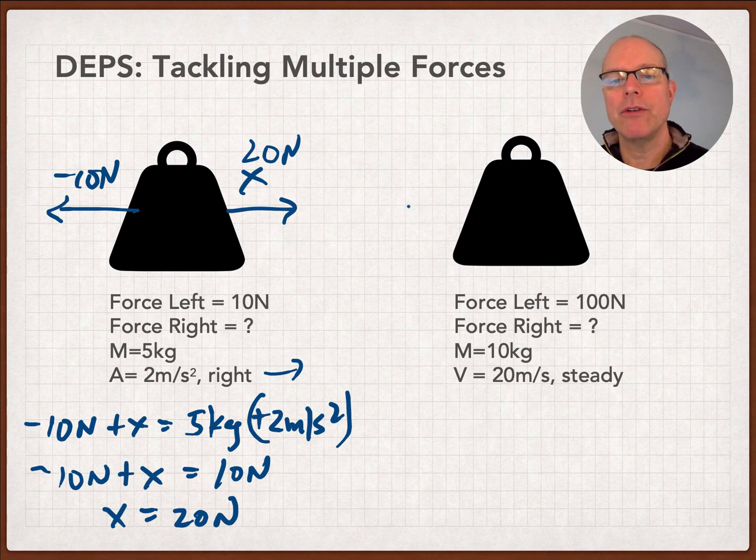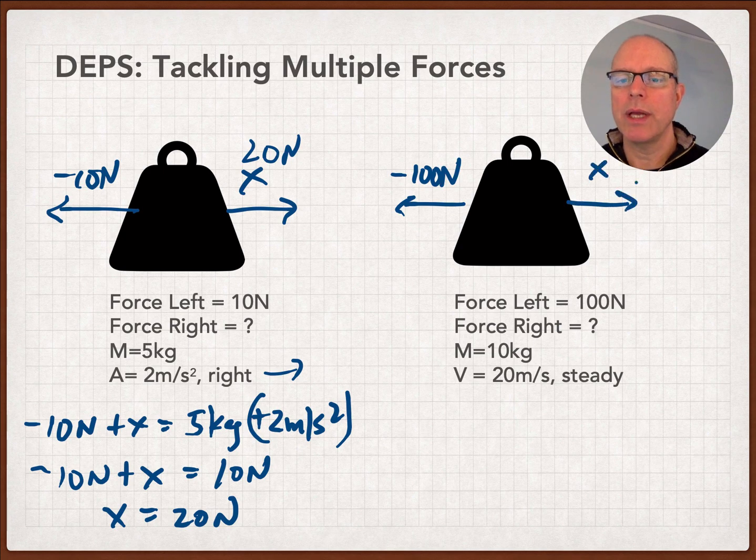All right, let's keep going. Force left equals 100 newtons. -100 newtons. Force to the right is a mystery. Okay, we've done that already. There's my x. Mass equals 10 kilograms. Velocity equals 20 meters per second steady. Wait a second. Isn't that a misconception that people confuse acceleration and motion? Oh yeah, steady velocity is motion, right? That means the acceleration of this thing equals 0. Oh, is that going to work its way into my math? You better believe it. Check it out.